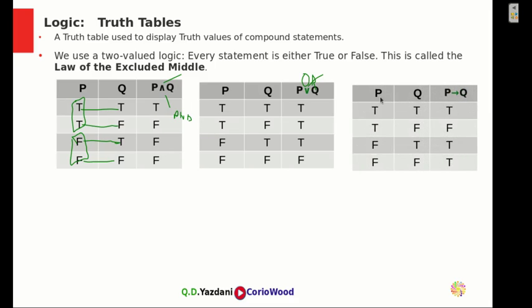And looking here at the implication, we have true and true: P implies Q is true. True and false: P implies Q is false. And if you're looking here, P is false and Q is true, and P implies Q is true. And here, false and false is true.